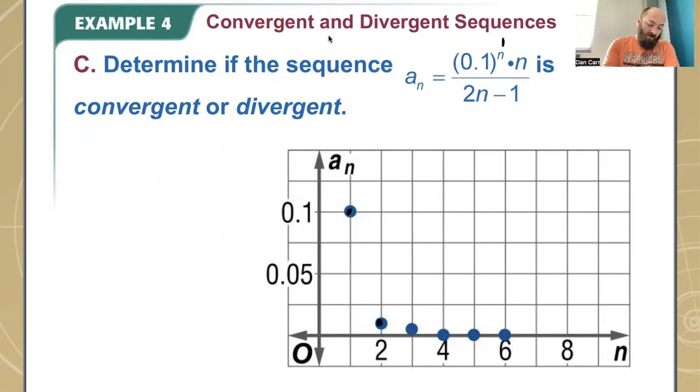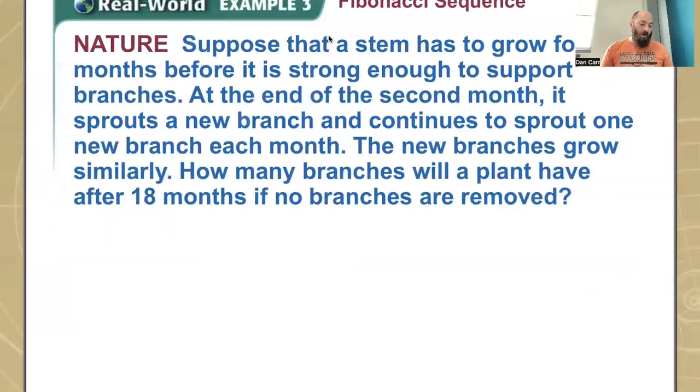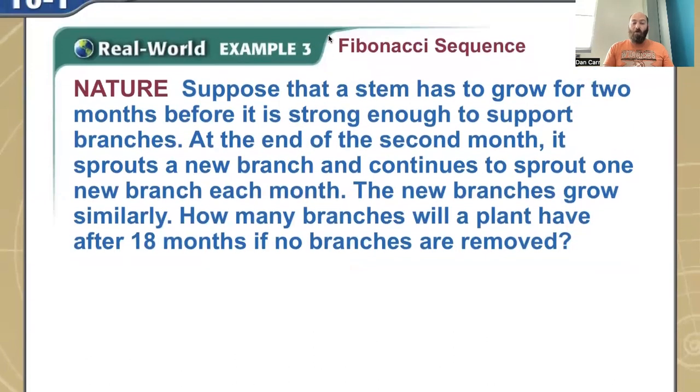My second term is getting close to zero. My third term, my fourth term, my fifth term, and sixth term. You can see that it's getting closer and closer to zero. So once again, that makes it convergent based on that behavior of approaching zero. Okay, one more example we want to cover today, and we're going to look at what's called the Fibonacci sequence.